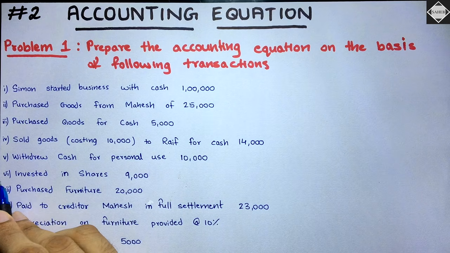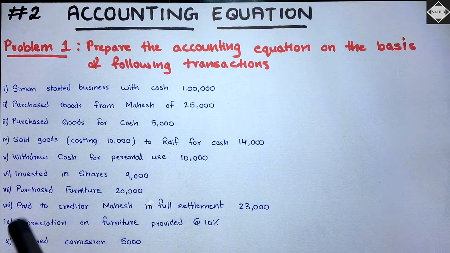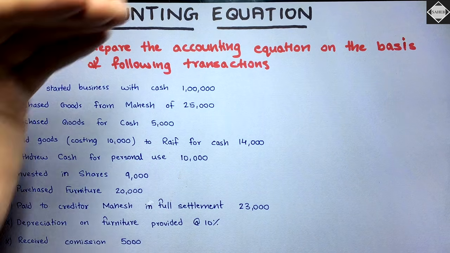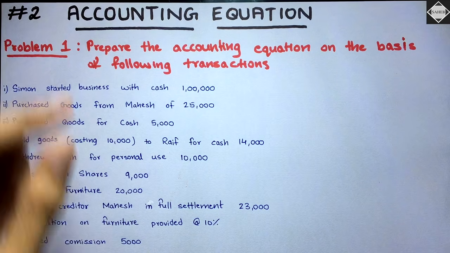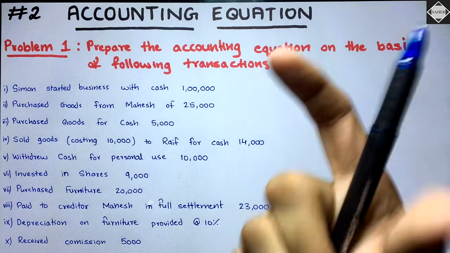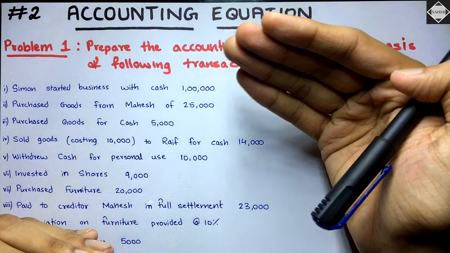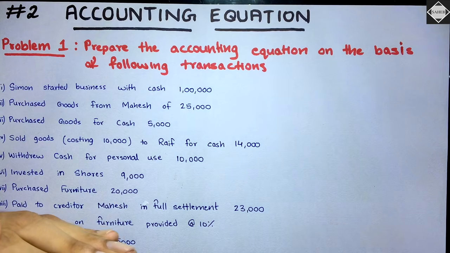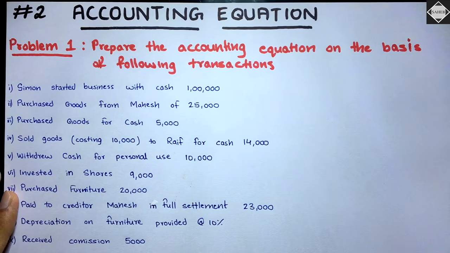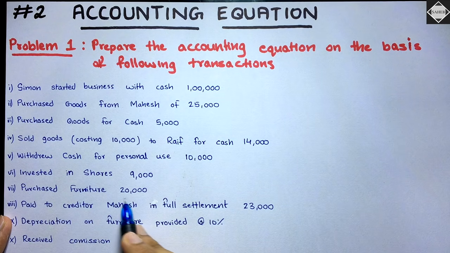Fine. The sixth one, invested in shares 9,000. So here what will happen? Invested in shares 9,000, that means cash is reducing. 9,000 money you have invested in shares. You have an investment now, so that is why cash will reduce and shares investment will increase. One asset will decrease and another asset will increase. Is that clear? Nil change actually in this.